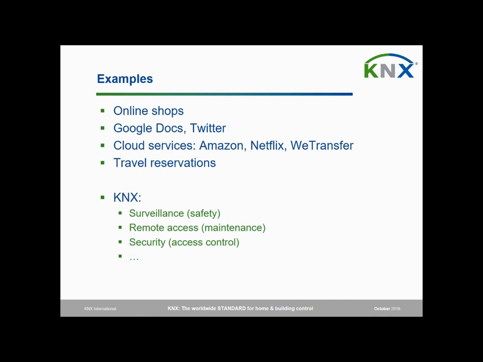IoT examples. The most well-known example is probably the online shops that all of us already have used. Google Docs, Twitter, cloud services, like we know them from Amazon, Netflix, and also WeTransfer, just to give you a few examples. Travel reservations is also an example of IoT. And we will add to this list KNX, so specifically for surveillance, for remote access, and for security. And in the future there will probably be more aspects coming to that. I mean KNX specific aspects.